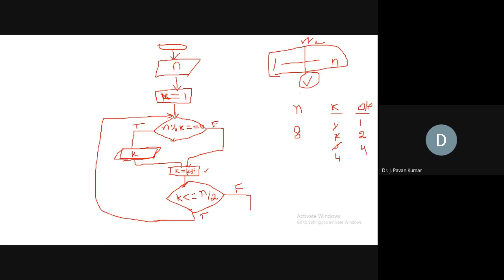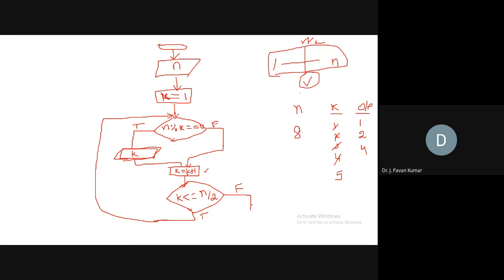Now k value will be incremented. After displaying, it will come here. Then k value will be incremented. So k value becomes 5. Now it will check the condition. What's the condition? K less than or equal to n by 2. What is n by 2 value? 4. K value is 5. So 5 is less than or equal to 4, which is false.